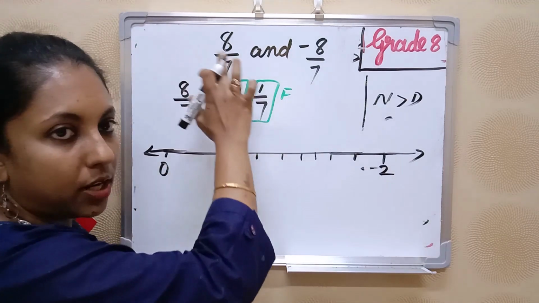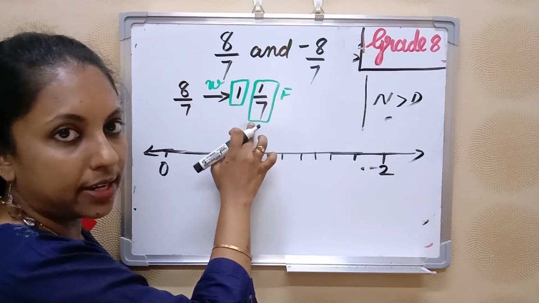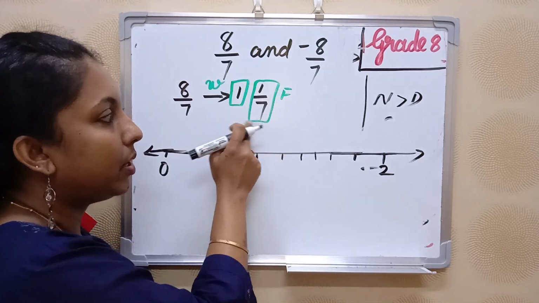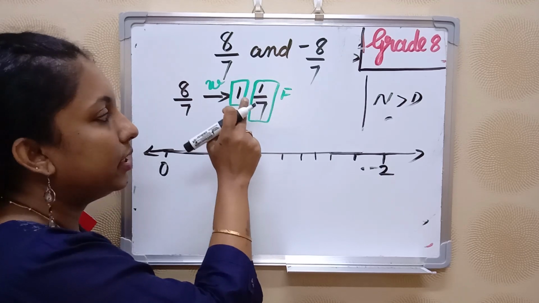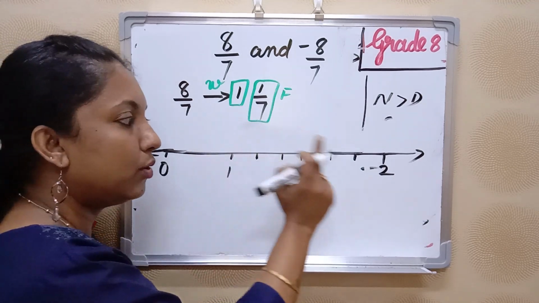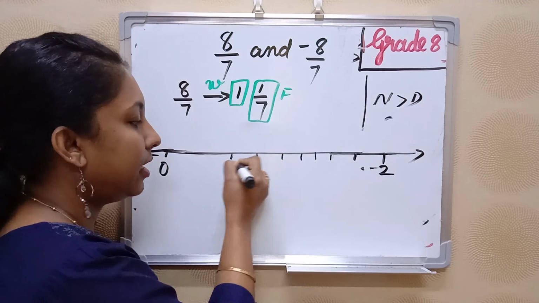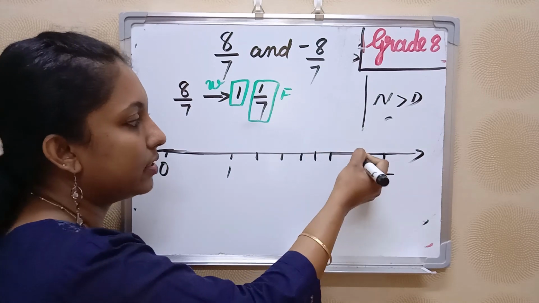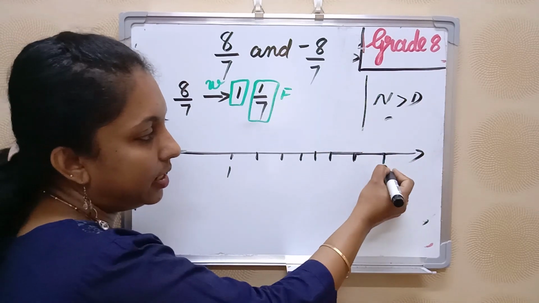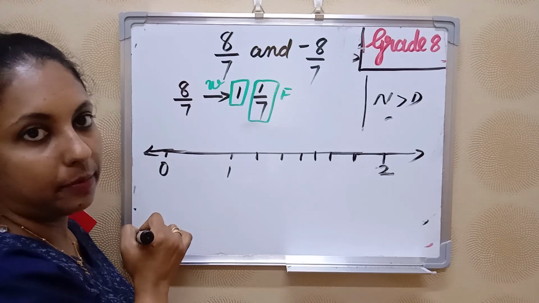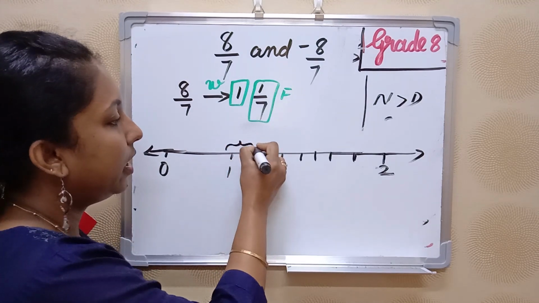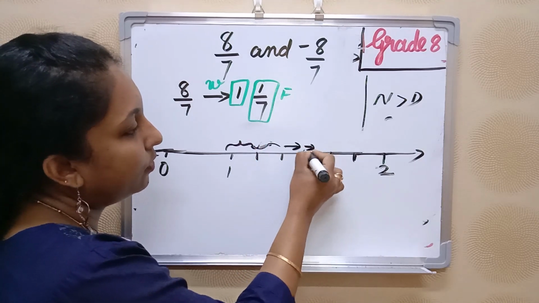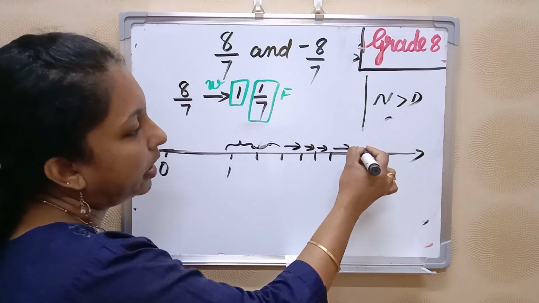So first you have to convert this number into a mixed fraction, that is 1 and 1 by 7. Then take the denominator of the proper fraction part, that is 7 only. So this denominator tells us how many equal parts, that is after 1. This is the first marking. 2, 3, 4, 5, 6, 7. 7 is the last marking. That is first part 1, this is 2, this is 3, this is 4, 5, 6 and 7.